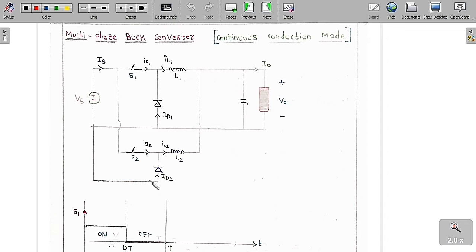This is one buck converter, and this is the other buck converter. This is switch 1, diode D1, inductor L1. Switch 2, diode D2, inductor L2. Here the switch current is IS1, inductor current is IL1, diode current is ID1. Here the switch current is IS2, inductor current is IL2, and diode current is ID2. The overall supply current is IS, which is divided into two parts, IS1 and IS2. Here we connect to the load. You can see clearly the load voltage V0, the load capacitor C, and the load current I0. We are going to analyze this circuit.